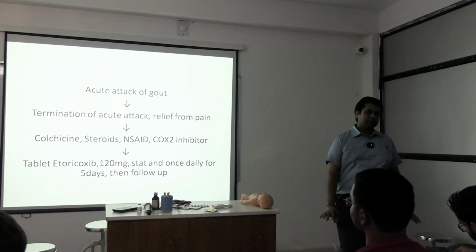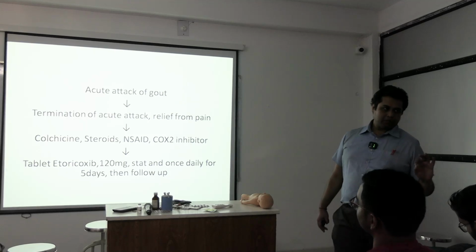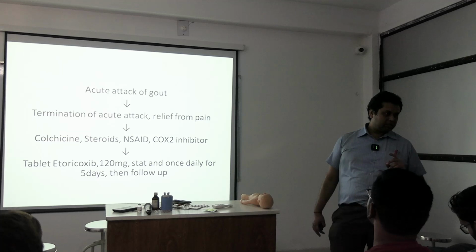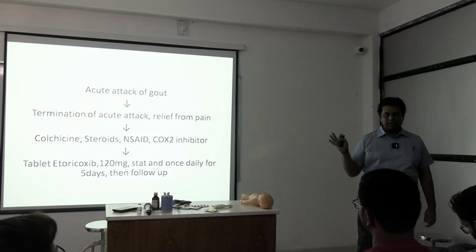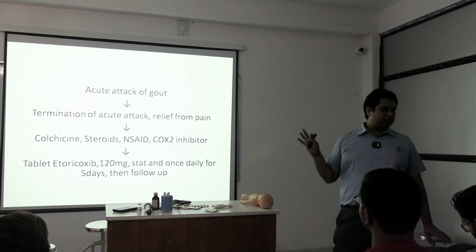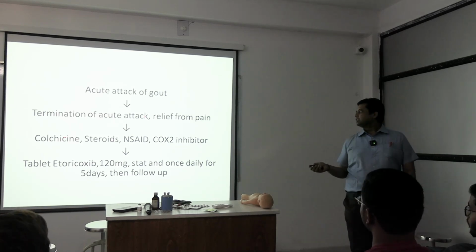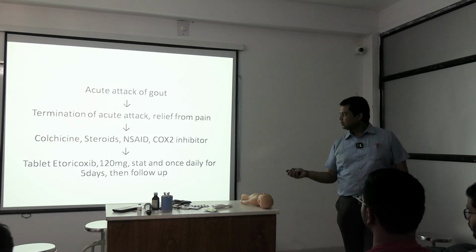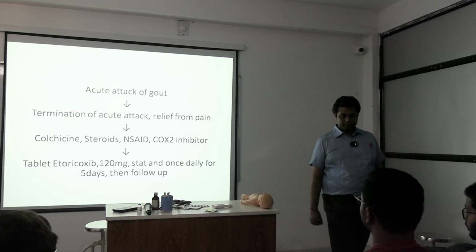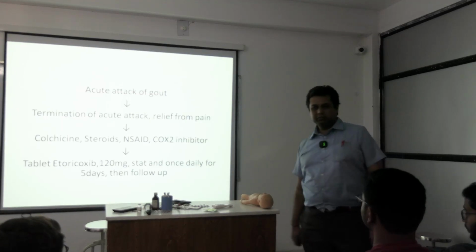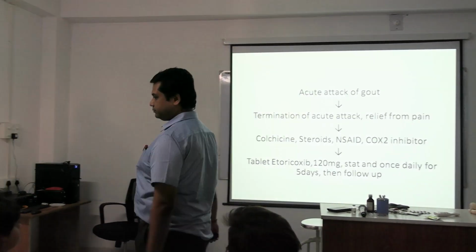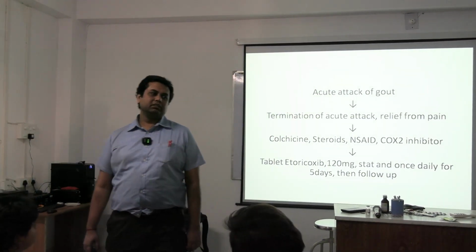Termination of the acute attack. We are not going for decrease in the uric acid level of the patient. ঠিক আছে, ওটা পরে হবে। এখন ব্যথা করছে, what is our objective? Pain relief. ঠিক আছে? So what are the drugs we have? Colchicine, steroid, NSAIDs, selective COX-2 inhibitor. Colchicine is a very effective drug, but it has severe adverse effects, ঠিক আছে? Causes bloody diarrhea.